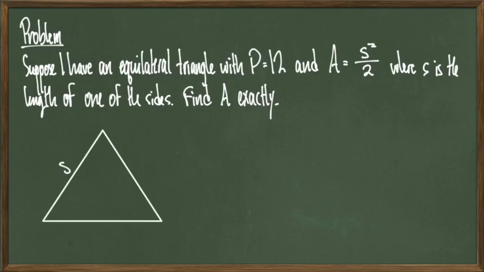I'll go ahead and set up my picture. But since I have an equilateral triangle, I know that every side has the same length. So once I label one of my sides as s, I can label the other sides as s as well.